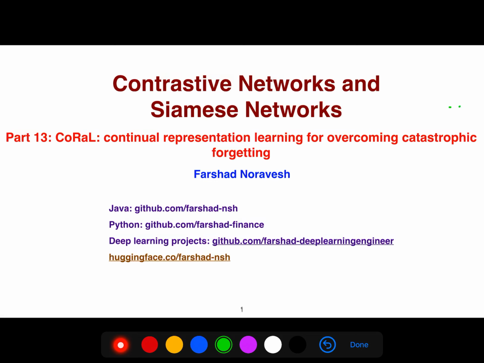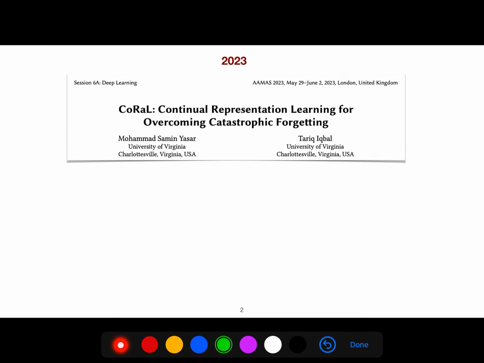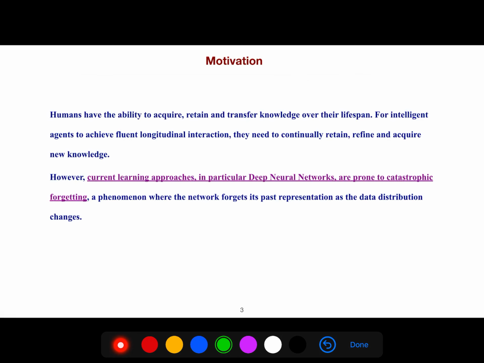In this lecture, I'm going to be talking about another important article about contrastive learning, but this time we use continual representation, because sometimes every day we have new data coming in, and so we should adapt to the new data. Humans have the ability to acquire, retain, and transfer knowledge over their lifespan. For intelligent agents to achieve fluent longitudinal interaction, they need to continually retain, refine, and acquire new knowledge.